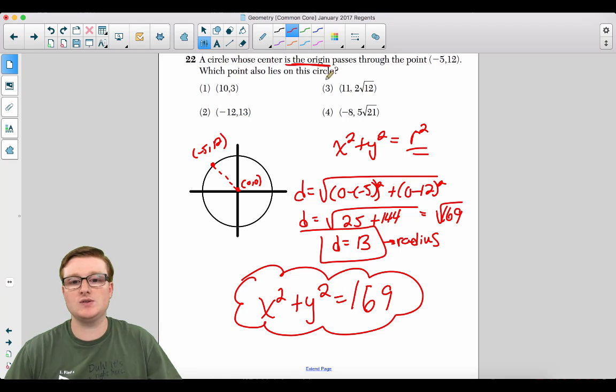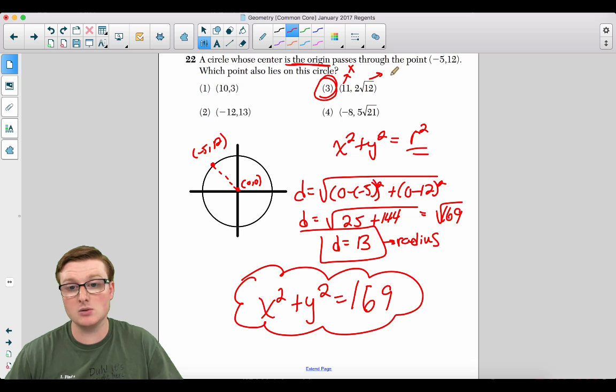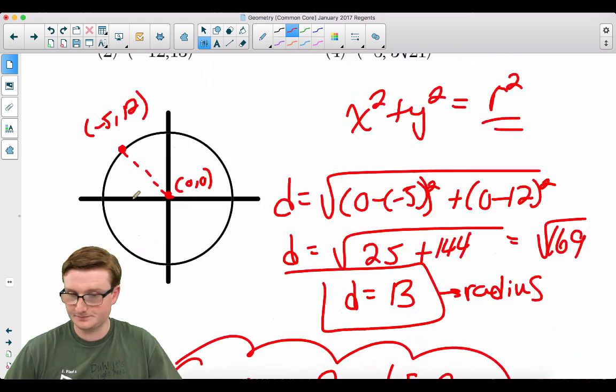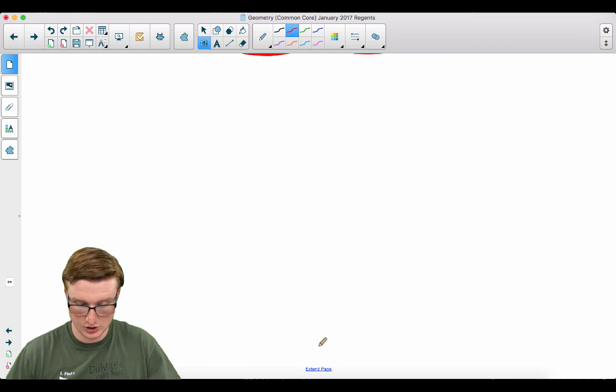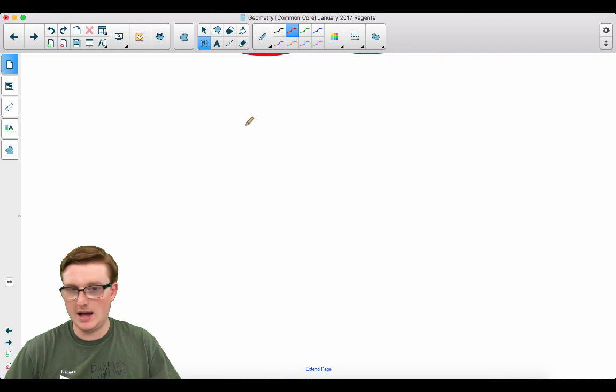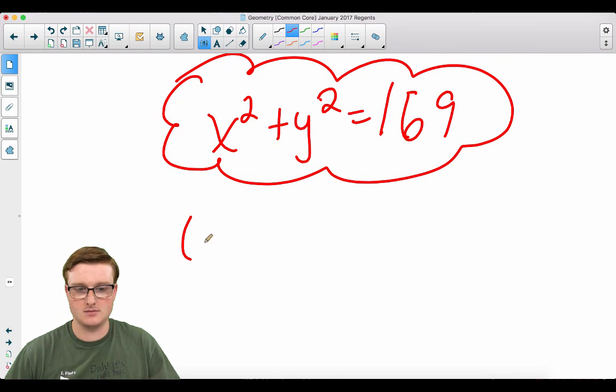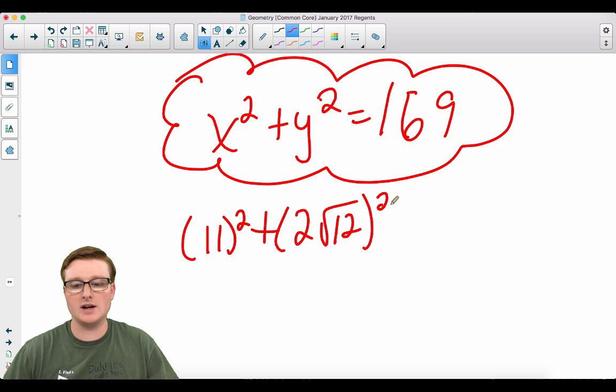Just to save a little bit of time, I will tell you that the answer is choice 3. And in order to do that, your 11 is your x value, your 2 radical 12 is your y value. So I'm going to plug those in just to show you how it works. So I'm going to plug in 11 squared plus 2 radical 12 quantity squared.